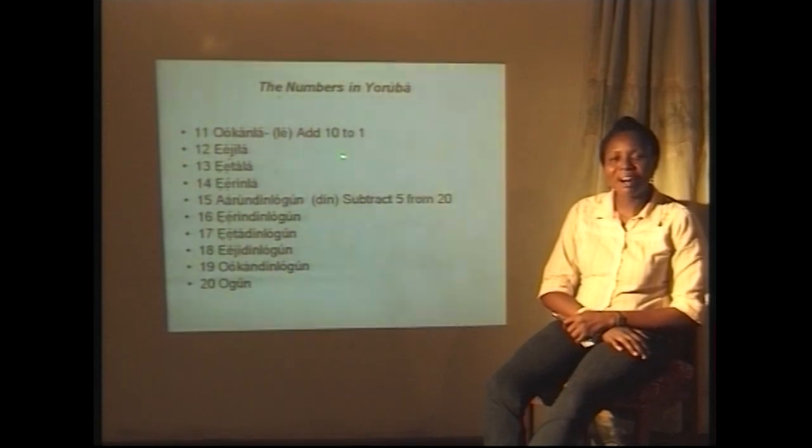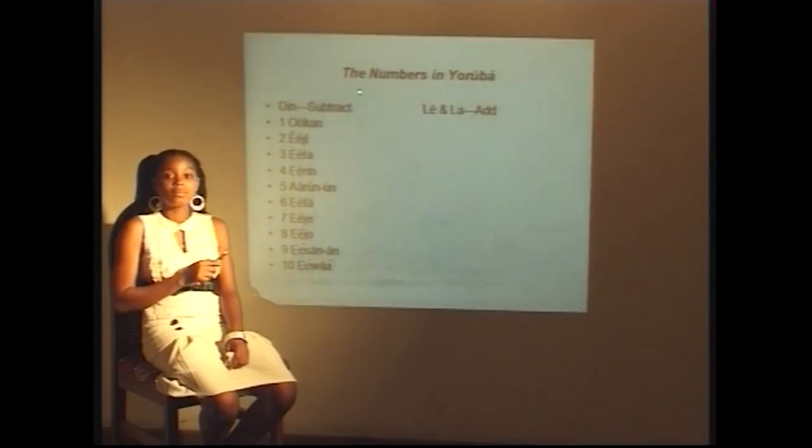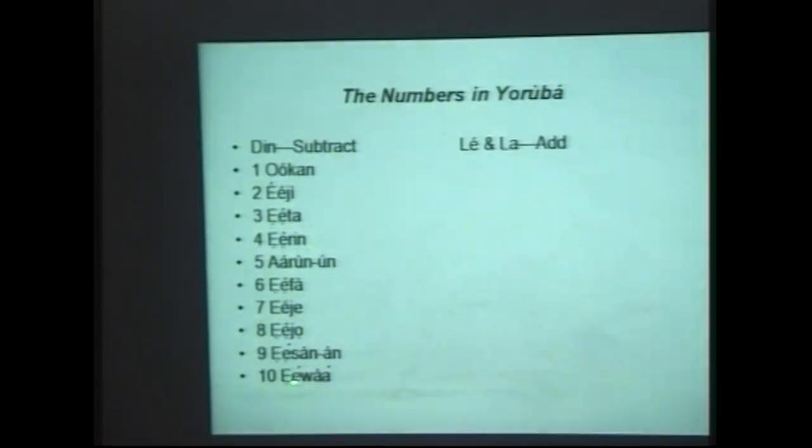The numbers in Yoruba. Din, subtract. Le and la, add. One, okan. Two, eji. Three, eta. Four, erin. Five, arun. Six, efa. Seven, eje. Eight, ejo. Nine, esan. Ten, ewa.